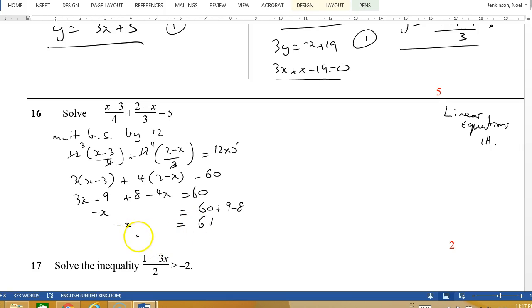Negative x equals 61, I think. So then I divide by the negative, and x equals negative 61. That's the answer to that first one. X equals negative 61.